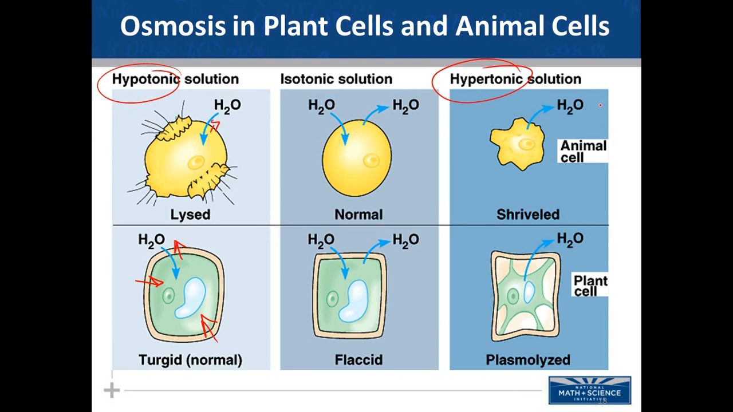think of these cells being placed into something like Karo syrup, and that there are more solutes outside the cell than inside the cell. And so the net movement of water is of course going to be to the outside of the cell. And so if you're an animal cell, the cell will shrivel. If you are a plant cell, the cell is going to pull away from the cell wall, and that process is called plasmolysis. You can restore those cells by putting them or submerging them into an isotonic solution.